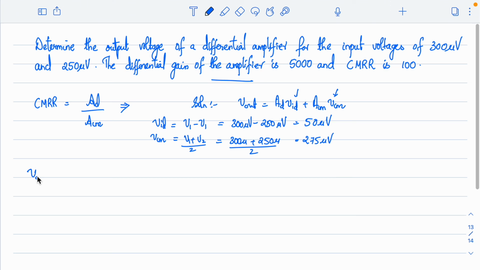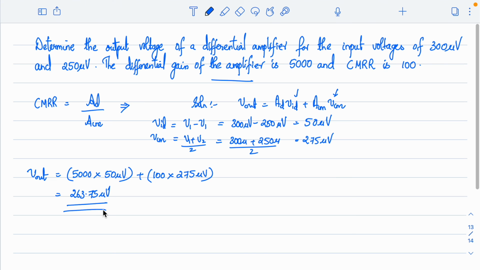So what is V out? V out is equal to AD is 5000 into 50 microvolt plus 100 into 275 microvolt. That will give you any answer for that? 263.75. Yes, 263.75 microvolt is the output voltage.